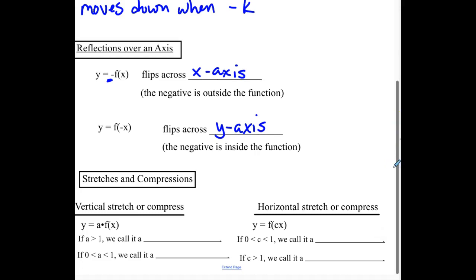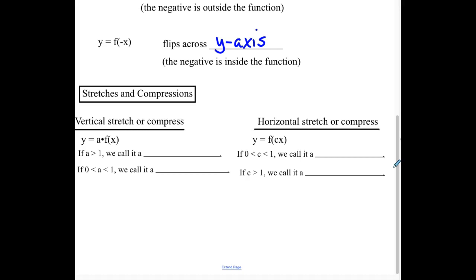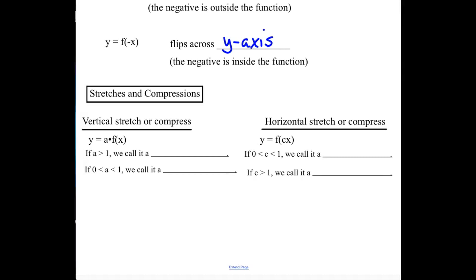We've done a lot of reflecting over the x-axis over the years, not as much reflecting over the y-axis, but it is a possibility there. All right, and then the last thing that you looked at was stretching and compressing. Again, this first one, the vertical stretching and compressing, you've done more of that in the past. I don't know that you've done the horizontal ones.